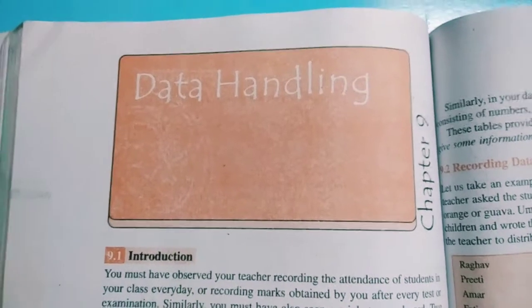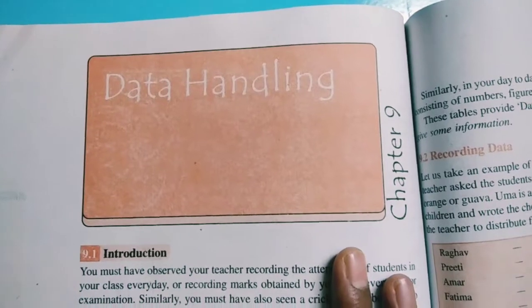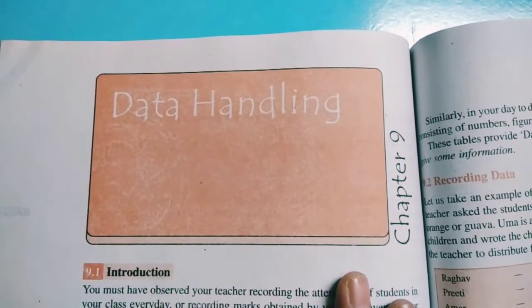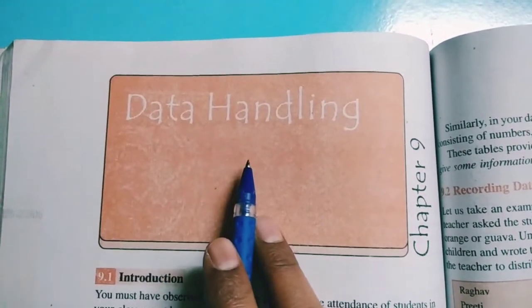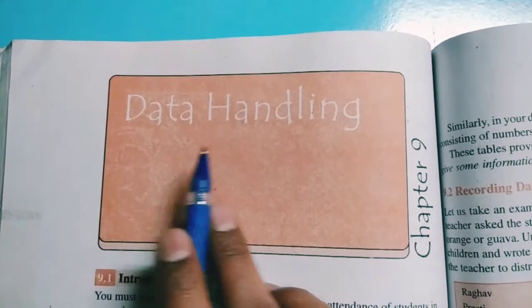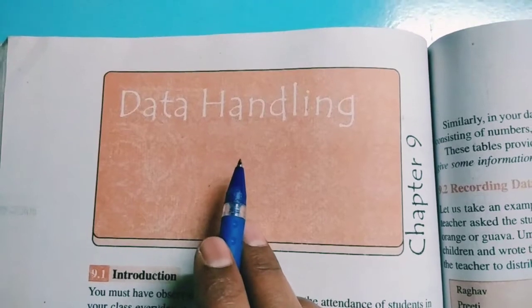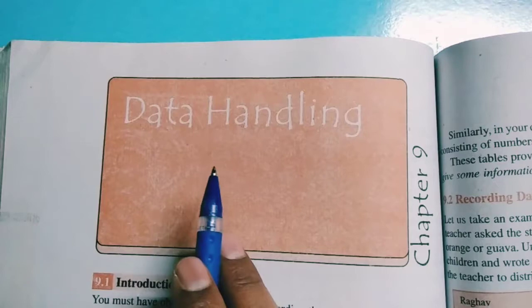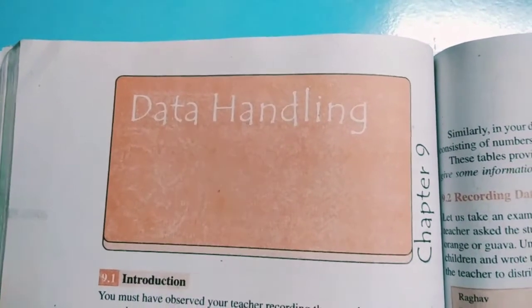In this video we will see chapter number 9, which is named data handling, its introduction with exercise 9.1 of class 6th. As you see, the name is data handling. Data is a collection of numbers gathered to give some information. When we take some information from the data, that data is handled in this chapter. We have lots of ways to handle data.